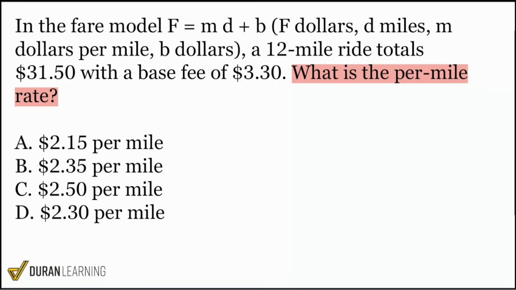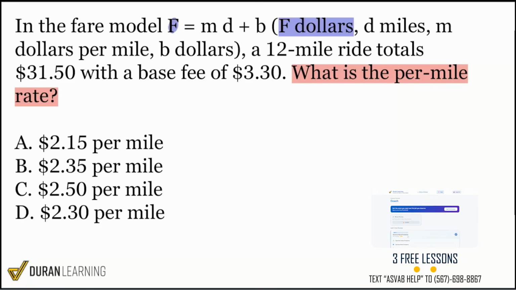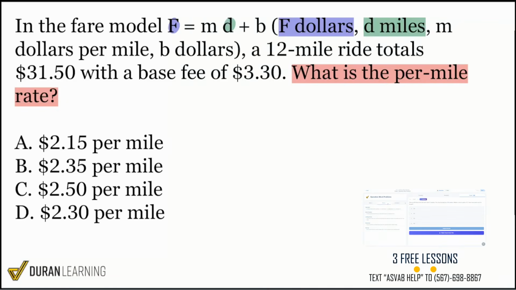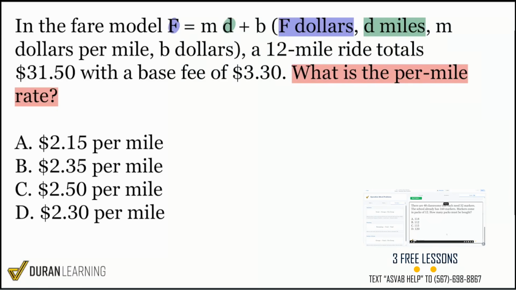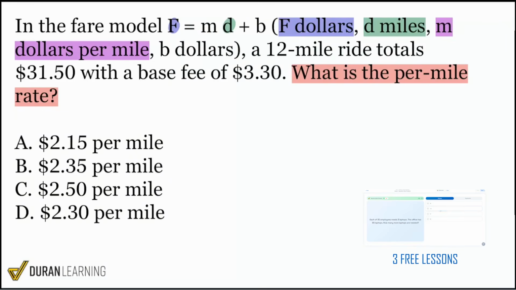Okay. Oh, and look at this. In parentheses, they tell us F right over here, that means dollars. So let me highlight that right there. They say that D is miles. Okay, I'll highlight that in green. I also see, allow me to change colors here, that M is in dollars per mile. So I'll highlight that in purple. And then I'll use one more color here. I'll change this to brown and I'll say that B is B dollars.